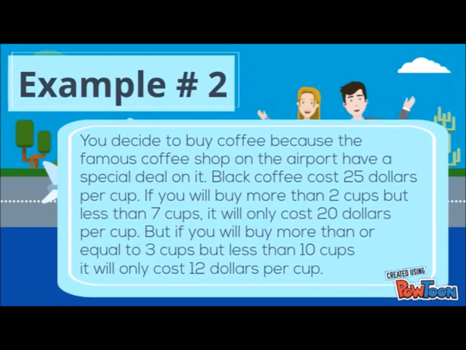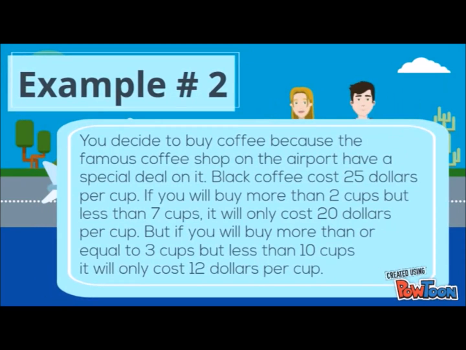Example number 2. You decide to buy coffee because the famous coffee shop at the airport has a special deal on it. Black coffee costs $25 per cup. If you will buy more than 2 cups but less than 7 cups, it will only cost $20 per cup. But if you will buy more than or equal to 3 cups but less than 10 cups, it will only cost $12 per cup.